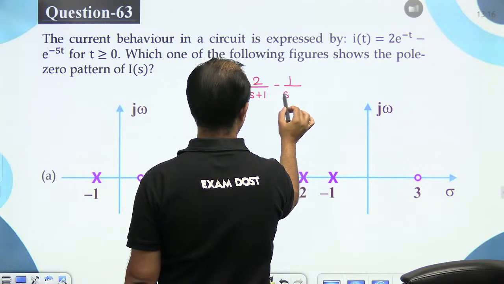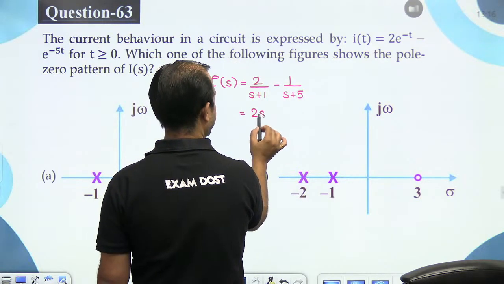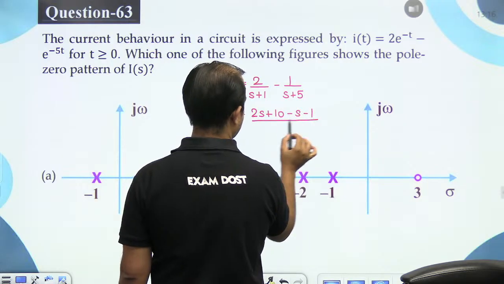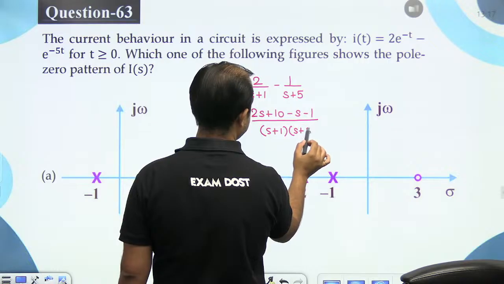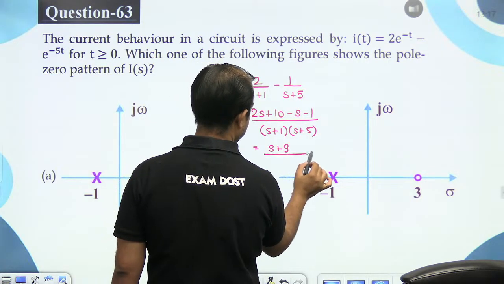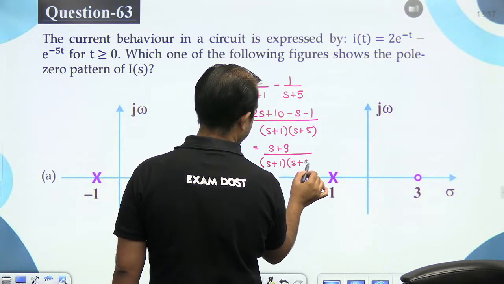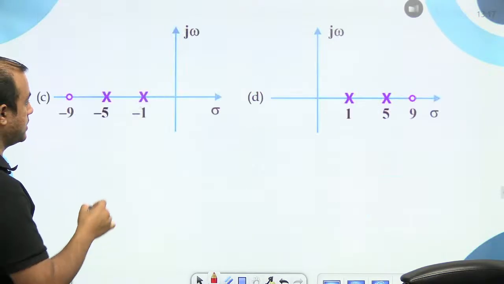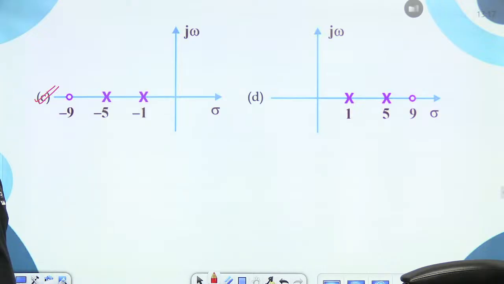So if you wish to practice the questions based on network and Laplace, you should always try and solve the ESE PYQ. You will find more questions based on network and Laplace. S plus 9, S plus 1, S plus 5. So poles are at minus 1, minus 5. 0 is at minus 9. C option. Correct? C option. Very easy.